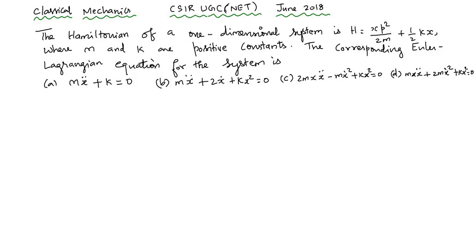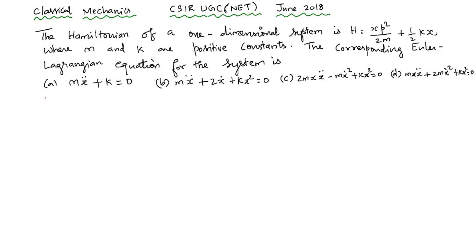This is a classical mechanics problem, CSIR UGC NET, June 2018, physical science. The Hamiltonian of a one-dimensional system is H equal to x p square by 2m plus half k x, where m and k are positive constants. The corresponding Euler-Lagrange equation of motion for the system is. So four options are given. We have to choose the correct one.